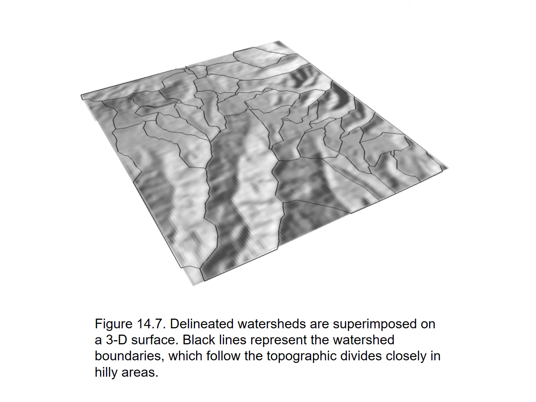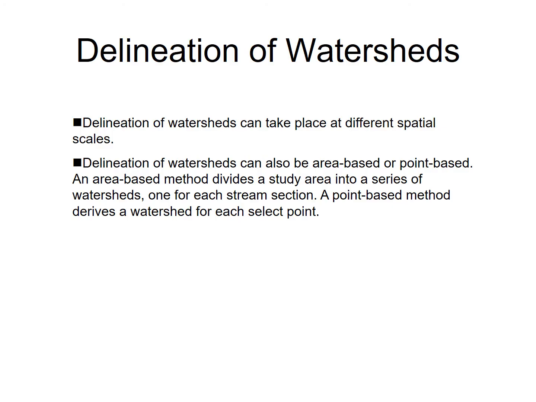This shows how watersheds are delineated and superimposed on a 3D landscape. So when you do this, there's different spatial scales. It depends on what you want to look at. Is it a small watershed or a large watershed? How much area comes into it? How many streams join up? There's lots of different ways to do it. You can use something called a point-based method, where you pick an area and you identify the watershed that's uphill from there.